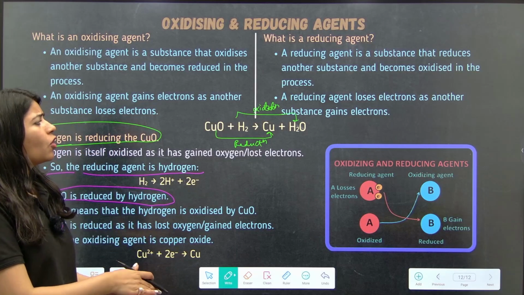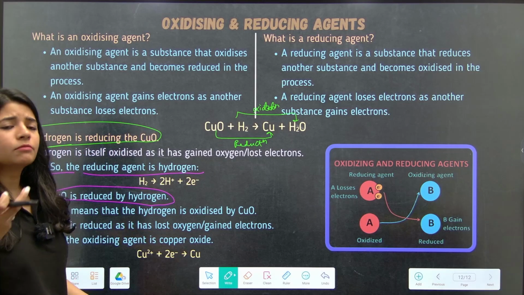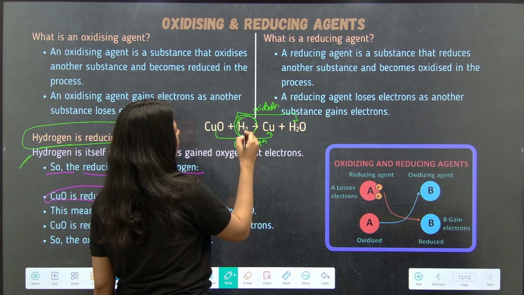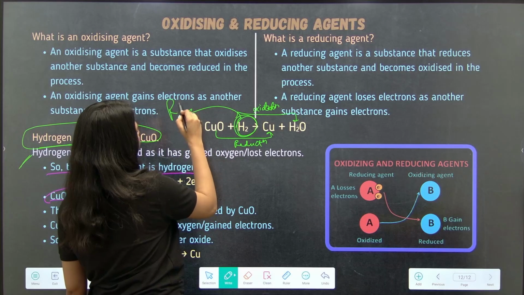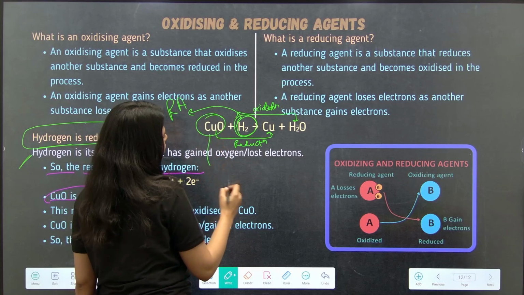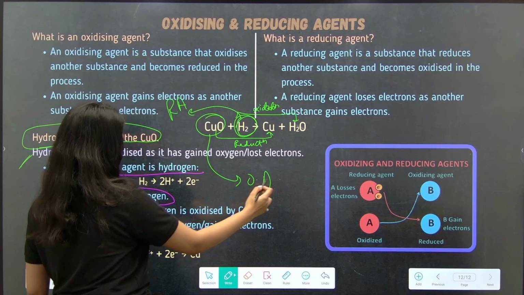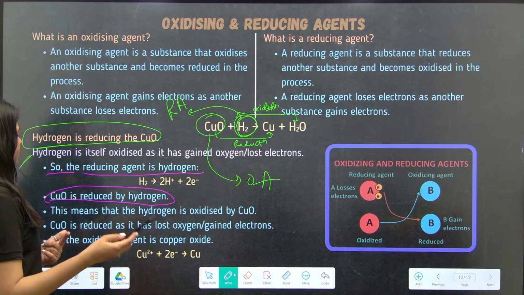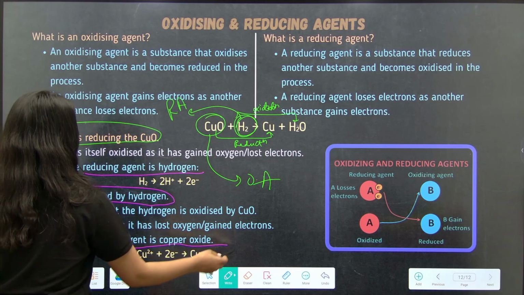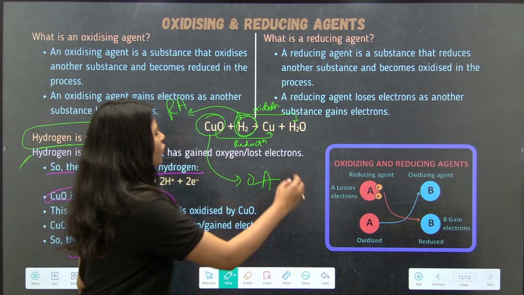So wherever the oxidation is taking place, that becomes your reducing agent. I am writing RA for it, and this becomes your oxidizing agent. Okay, an oxidizing agent means a species which is gaining electrons. Okay, here we have already understood.